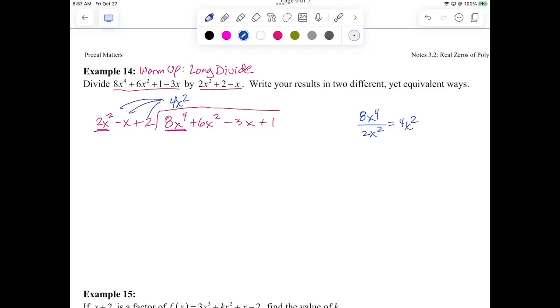All right, I'm going to pick up where y'all left off. We're on example 14. Divide x to the fourth minus by 2x squared. Write your results in two different ways.